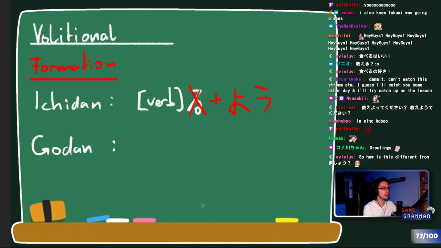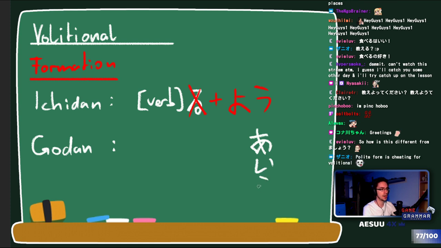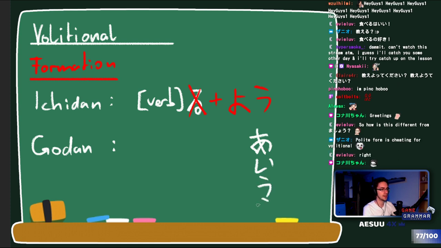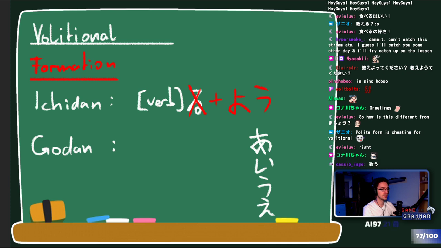So, quick recap. Godan verbs, right? Five stems. Once again, I'm going to draw the kana table. One, a, two, i, three, u, four, e, five, o. I'm almost running out of space here. One, two, three, four, five.